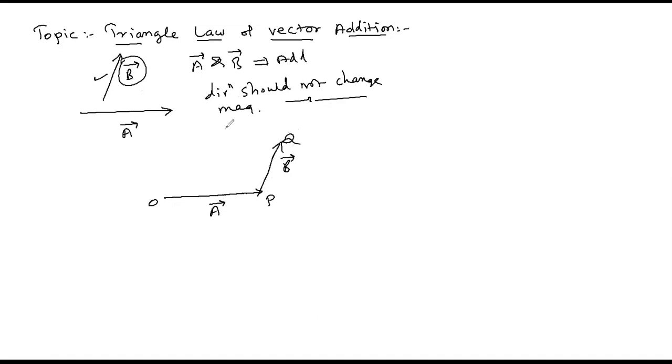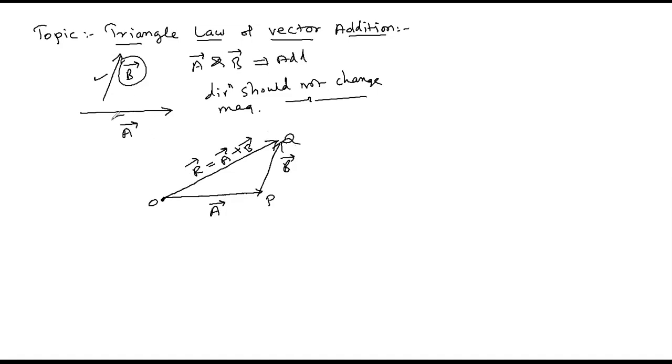Suppose vector PQ is equal in magnitude and parallel to B. Then the resultant vector is given by OQ, which joins the tail of A and the head of B. This is the closing side, you can say. This is your resultant R, and this resultant is nothing but vector A plus vector B. So this is your simple triangle law of vector addition.